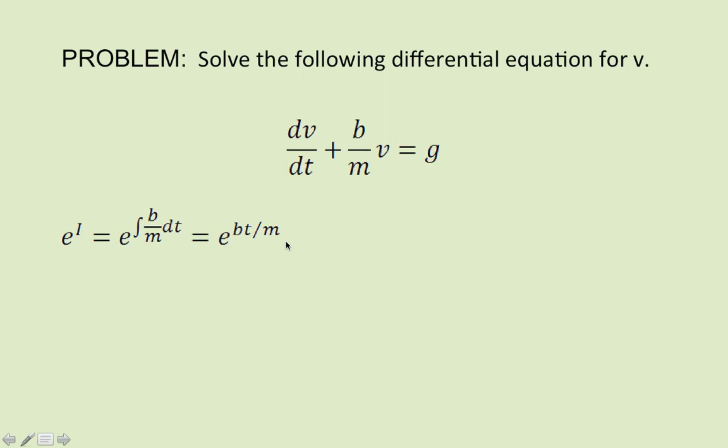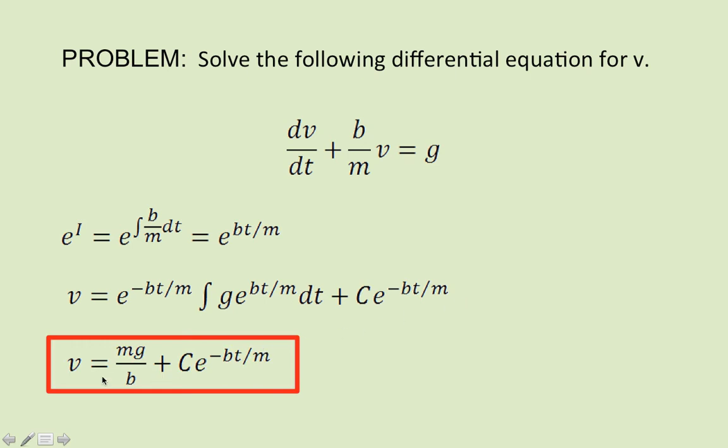First, let's solve for the integration factor. If we plug in our constant here, we find that e to the integral of b/m dt is just going to be e to the bt over m. That's our integration factor. We'll plug that in for the formula for v, and we get the following solution.